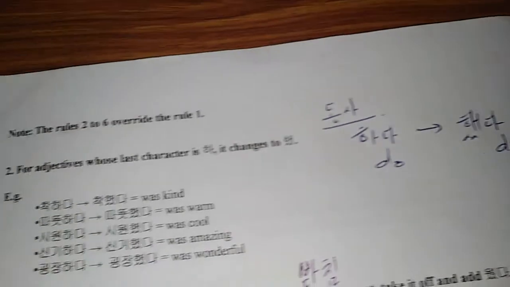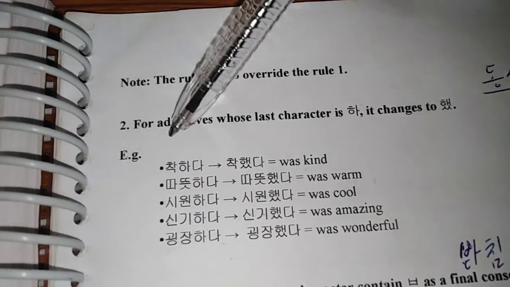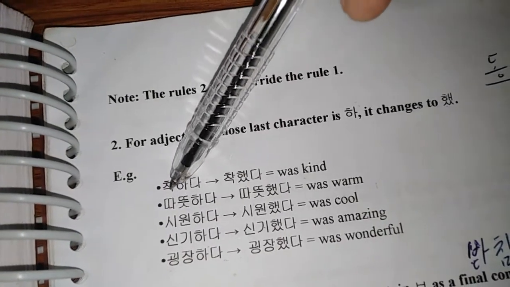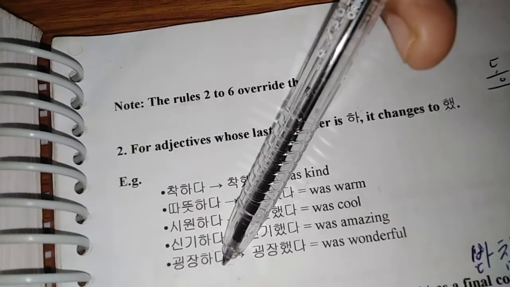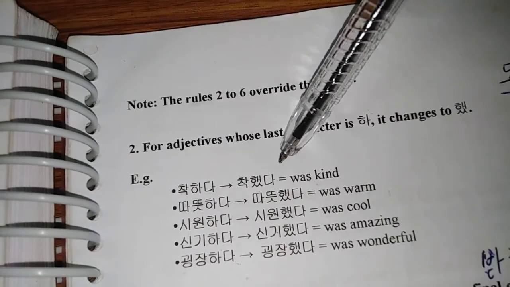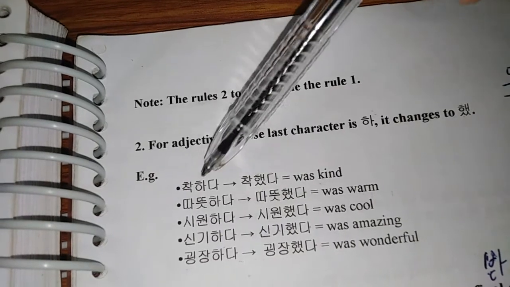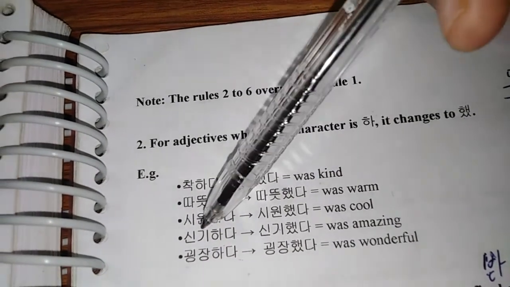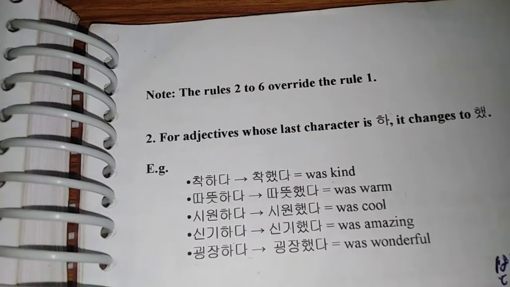So let's get to the adjective examples now that we have seen the verb examples. So when you see 착하다, you see ha as the last syllable here, and that's the same for all the following adjectives given here, and they all behave in the same way. So 착하다 becomes 착했다, 따뜻하다 becomes 따뜻했다, 시원하다, 시원했다, 신기하다, 신기했다, 굉장하다, 굉장했다.